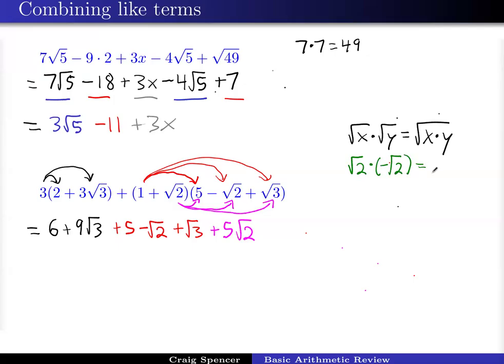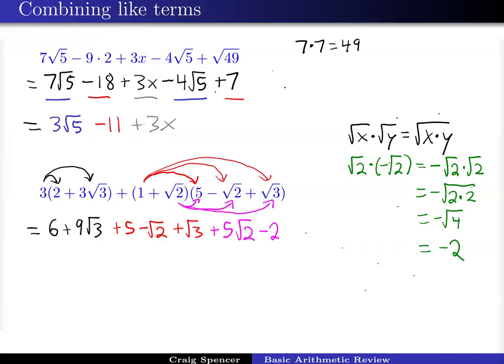Well, okay, so I have a negative that's kind of hanging out, but I have a minus root 2 times root 2. And if I use this pattern here, this would be the same thing as minus the square root of 2 times 2, or minus the square root of 4, and that's going to give me minus 2. So the square root of 2 times negative square root of 2 gives me just minus 2.